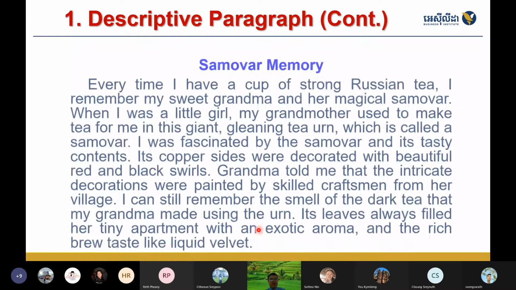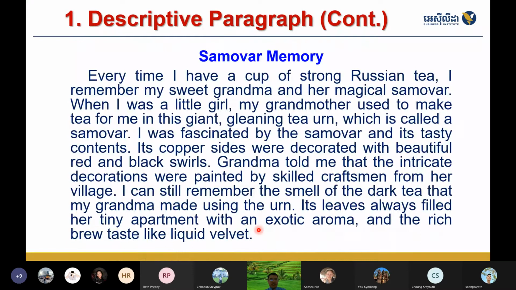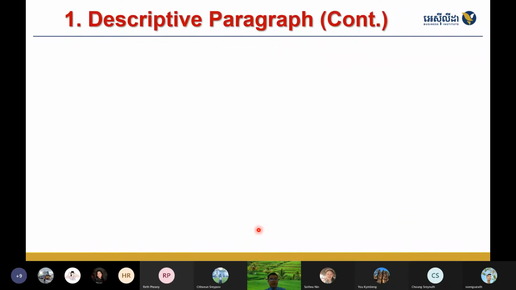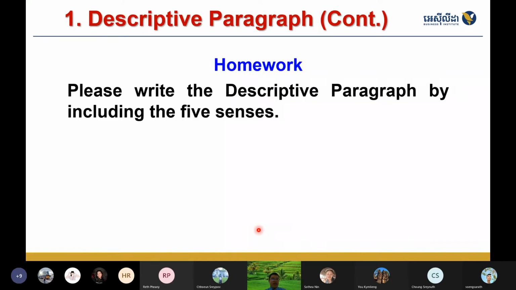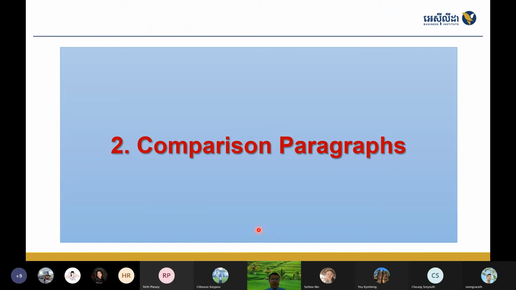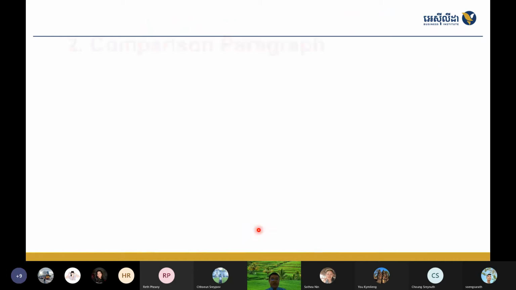This is the example of the descriptive paragraph. There is no need to spend our time reading this because it is just an example. And one more thing, this is the homework. We have finished the descriptive paragraph, so now we go to number 2, comparison paragraphs.